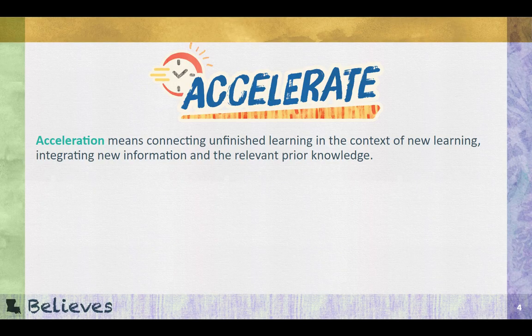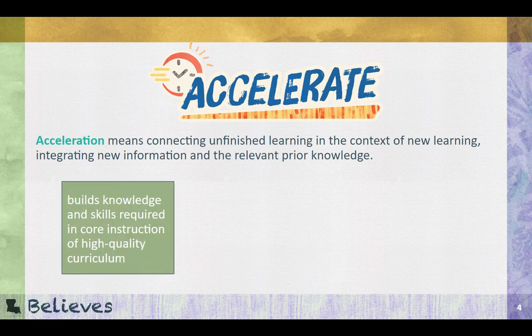To accelerate learning means to connect unfinished learning with the context of new learning. In other words, giving students what they need when they need it to access the grade level appropriate content or curriculum task. Acceleration is support which builds students' knowledge and skills required to be successful in core instruction within the context of high-quality curriculum or a type of intervention.